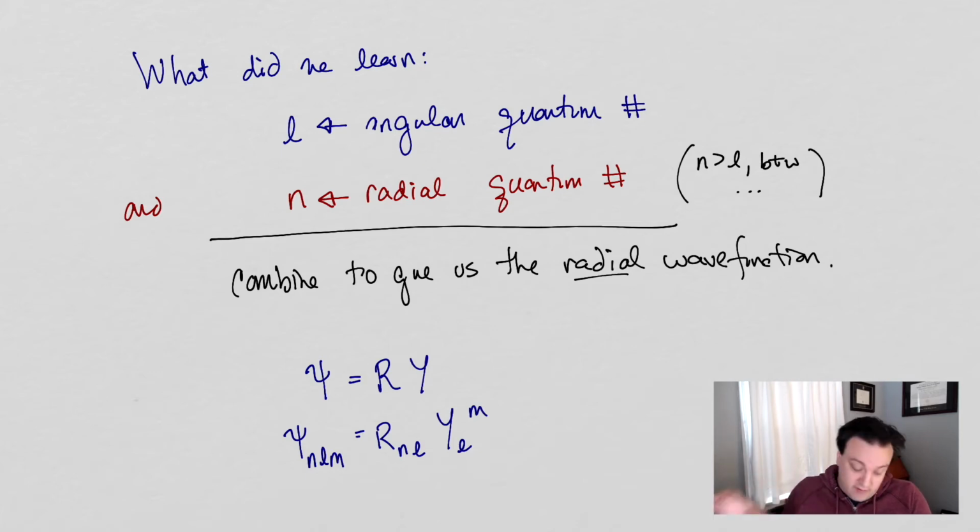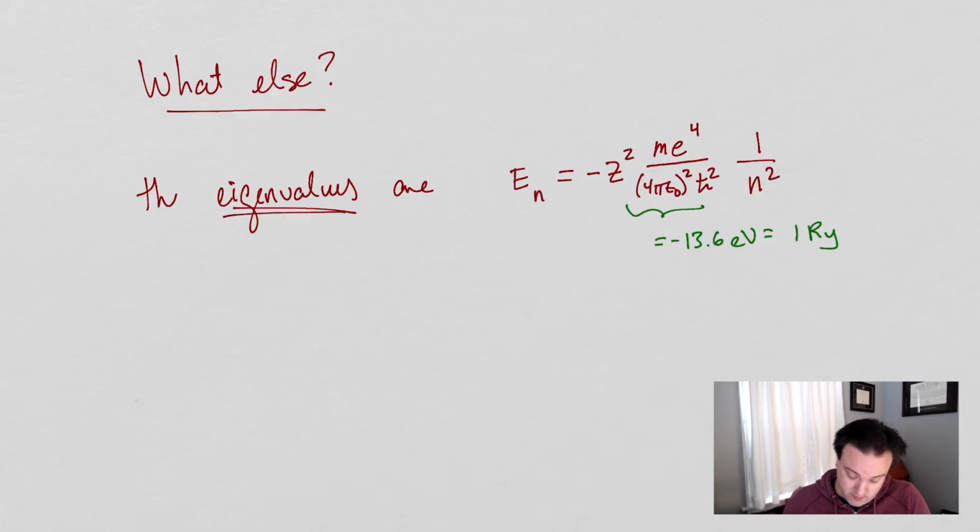And I can use all of that to reconstruct the wave function, right? I take my R_nl and multiply it by my Y_lm, and I can get the entire three-dimensional wave function. But the n also gives me the eigenvalues of the Hamiltonian, right? This was our big goal the entire time, right? To get what are the allowed energies of this system.